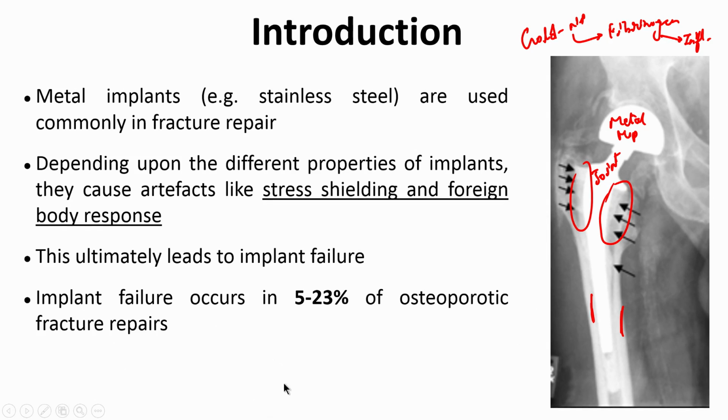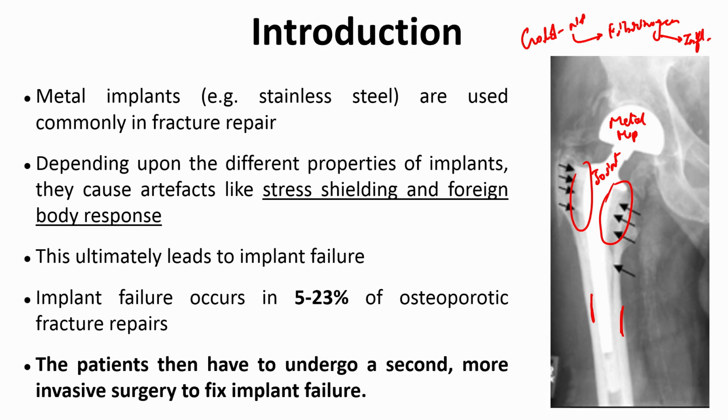And then this failure rate is actually quite high. In fact, in some of the osteoporotic cases it can be as high as 23%. So, basically every 1 in 4 patients will have this implant failure and will have to come back for surgery. And as I said, the patients will have to undergo a second and more invasive surgery, because now not only do you have to put in a new thing, but you have to first remove the original thing that was put in, and so it is very invasive, very costly, very painful. So, it is something that needs to be avoided.